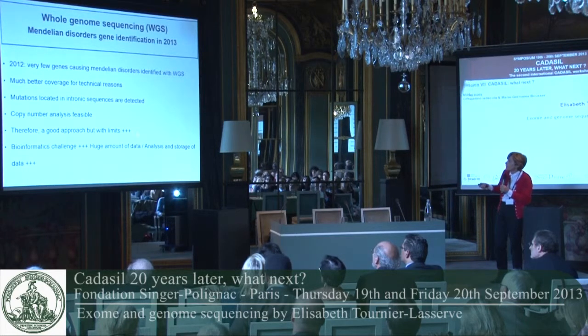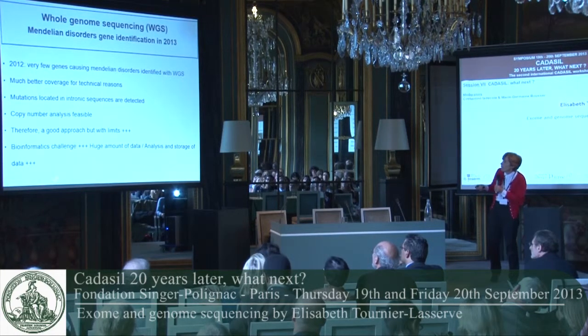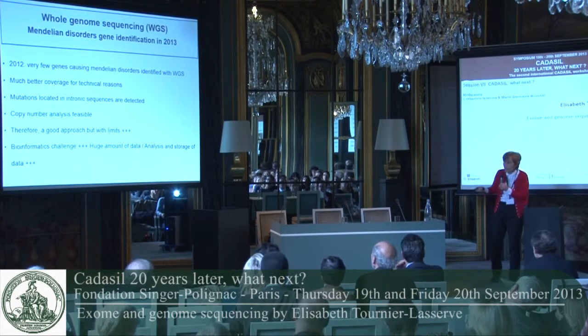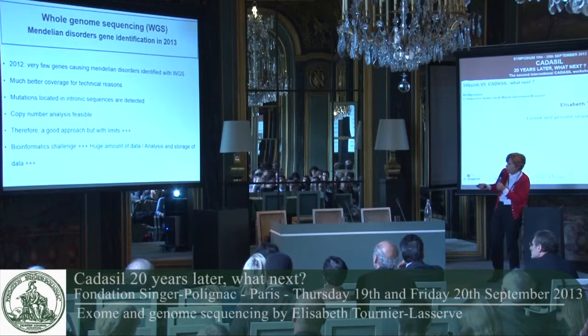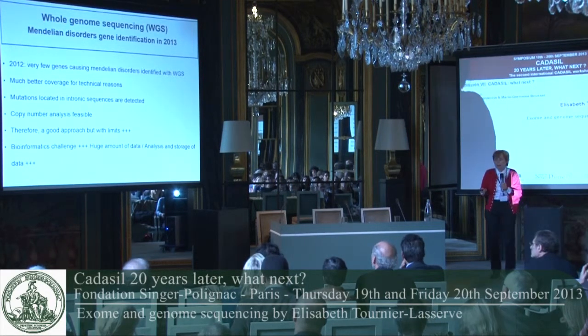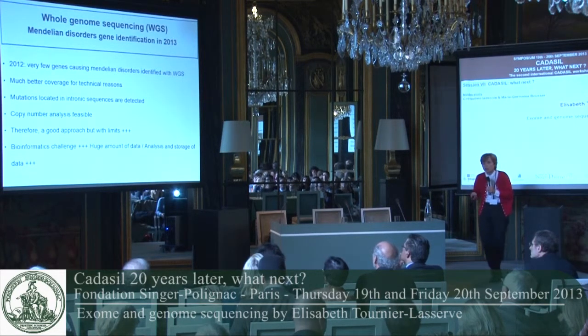The problem is that, you see, there are very few genes that have been identified with whole genome sequencing. And why is that? It's a bioinformatic challenge. You have to deal with 4 million variants for each individual. So imagine the huge amount of data, the analysis, the storage, and very few academic labs for the moment do whole genome. So this is one of the challenges for the next 5 years.